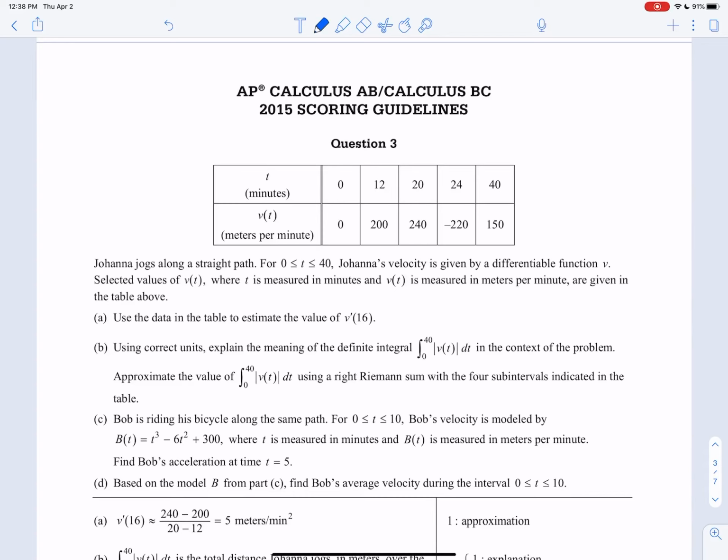Here's 2015 question 3. It's looking like a Riemann sum table problem, okay? So let's jump into it. Here's part A. Use the data in the table to estimate the value of v prime of 16.